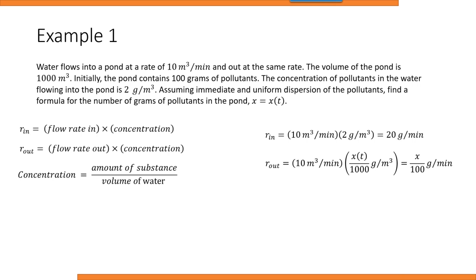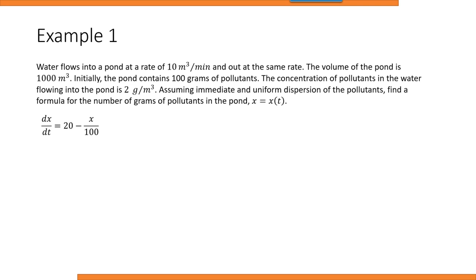So plugging that into our differential equation, dx/dt equals the rate in minus the rate out, looks like this: dx/dt equals 20 minus x/100. Okay, so to find the thing that they're asking us to find here, the x(t), we just need to solve this differential equation. So you might notice that this is a linear differential equation, and it is separable. So I'm going to use the method of separation of variables to solve this differential equation and get the x(t) they asked for.